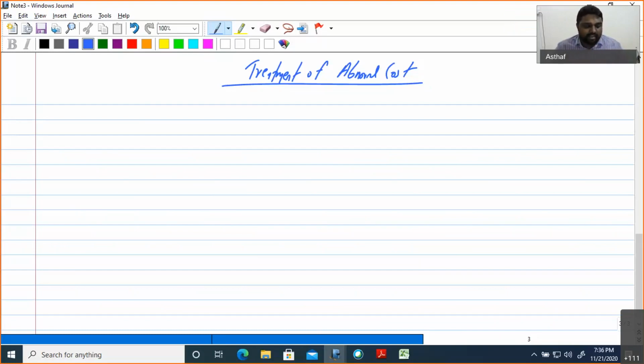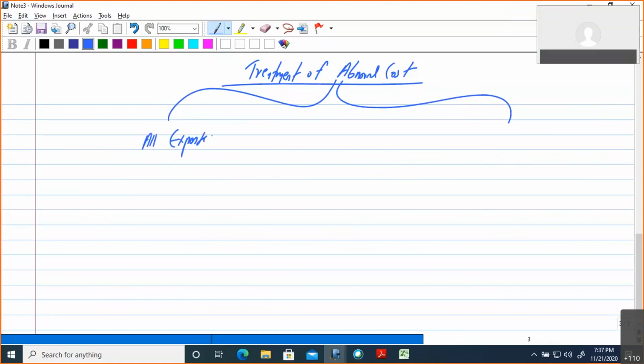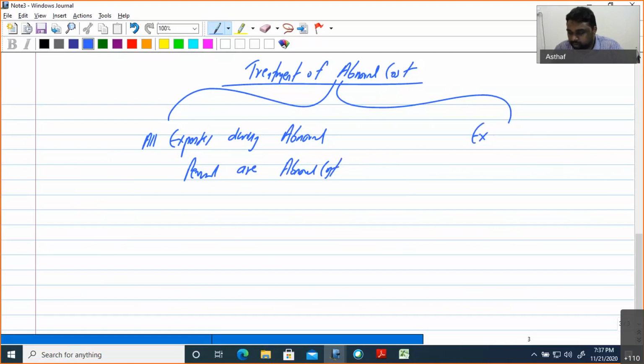Okay, so we are starting. It's very easy. Two things are there. First point: all expenses during the abnormal period are abnormal cost. Second: fixed cost of the non-normal period, up to the normal period, is also abnormal cost.